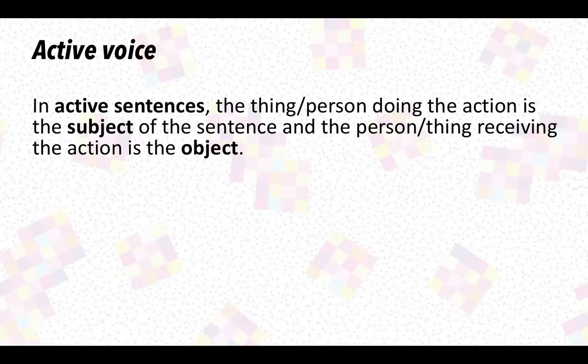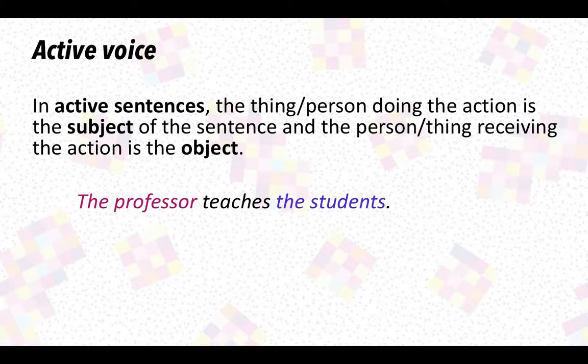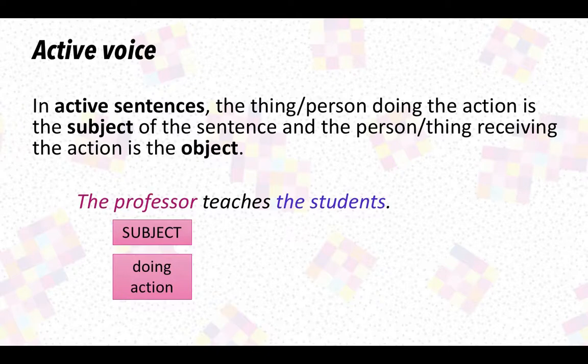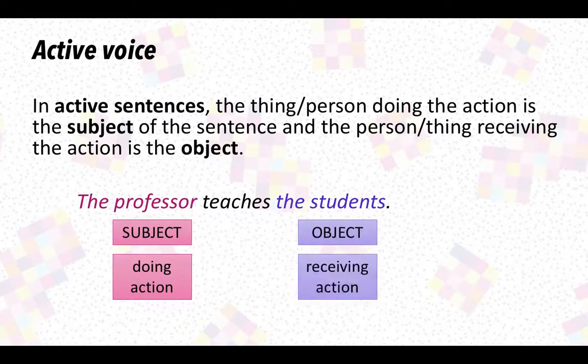In active sentences, or in the active voice, the person or thing doing the action is always the subject of your sentence. So it is very straightforward. The person or thing undergoing or receiving the action, on the other hand, is what we call our object. In Dutch, this is your leidend voorwerp. So in the example sentence, the professor teaches the students. The professor is your subject, doing the action of the teaching. The students, on the other hand, just undergo the action or receive the action, and they are the object of your sentence.